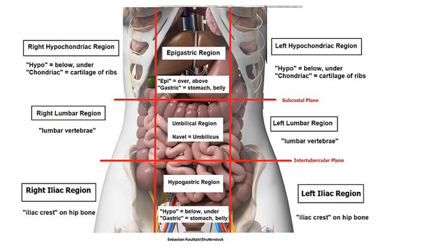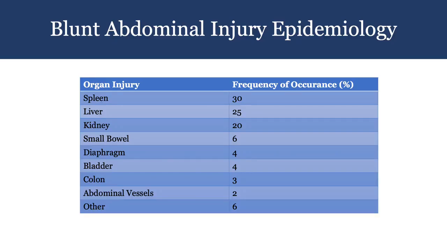In the umbilical area, we have intestines, predominantly the jejunum. Right and left lumbar, we have the kidneys and the iliac fossa. We have other organs, as is demonstrated in that picture. So the purpose of this is to help you appreciate which organs could be damaged if you have abdominal trauma.